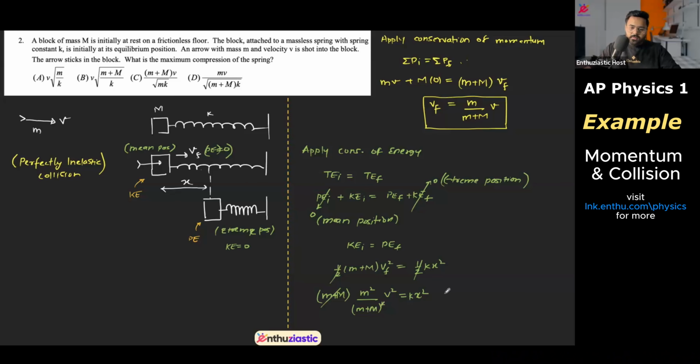So I can write x squared is equal to m squared v squared over k times small m plus capital M. Take the square root, and you will get x is equal to mv over the square root of k times m plus capital M. So that is our option number D. Option D is the correct answer.